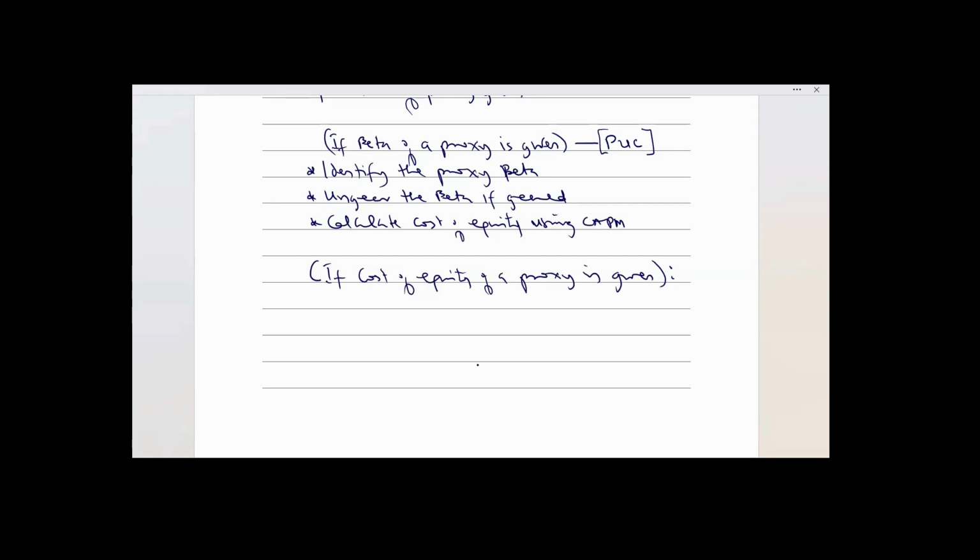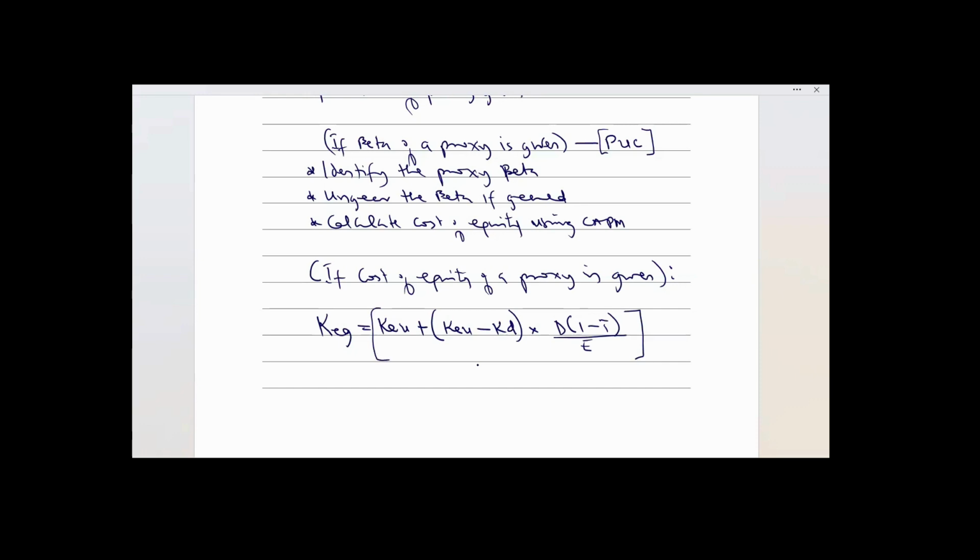According to Miller and Modigliani, cost of equity of a geared company is calculated as cost of equity on ungeared plus, open a bracket, cost of equity on ungeared minus cost of debt, which is your cost of borrowing, your interest rates, close bracket, multiplied by debt into 1 minus tax, divided by equity value. So this is the formula you are supposed to use whenever you want to calculate cost of equity using Miller and Modigliani formula.